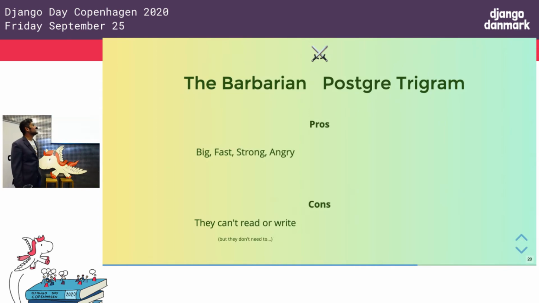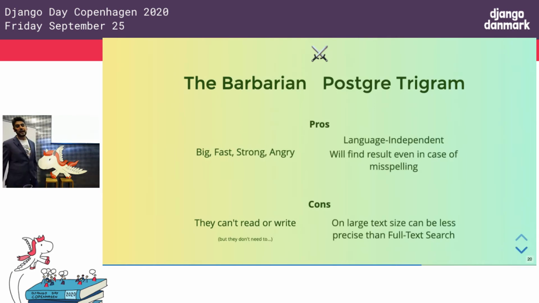Postgres trigram, this is another feature that is specific to Postgres, and it works in a different way from the full text search, and is language independent. So it technically doesn't read. It considers each character as an independent entity.